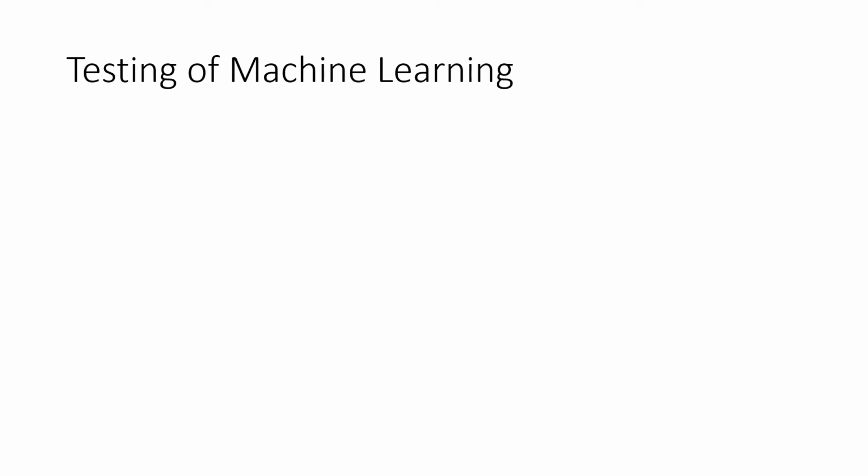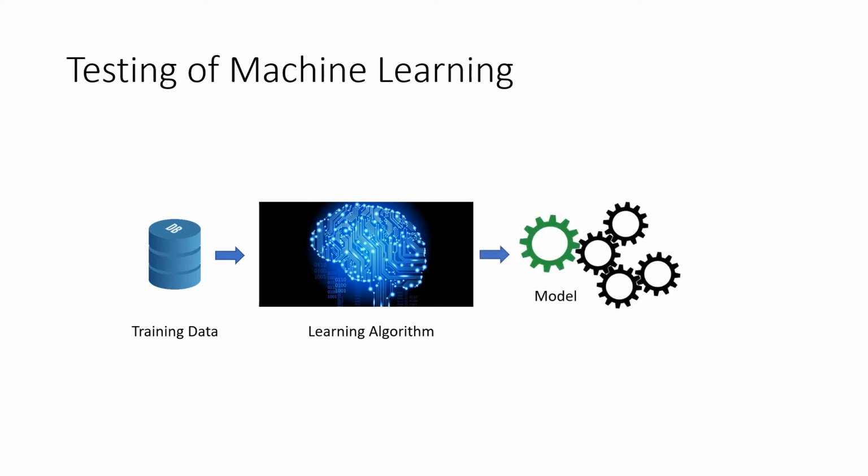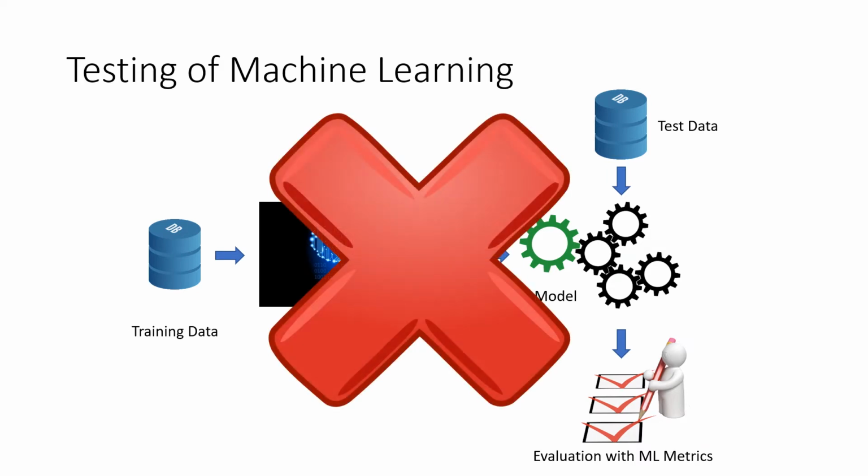When we speak of the testing of machine learning, we usually mean the following. We have some training data, which we throw into some learning algorithms like a decision tree or a deep neural network, and then we get the model. Later, we use some test data, which we feed into our model to test how it's working and evaluate it with some machine learning metrics like accuracy, precision, or recall. This is not what our work is about.